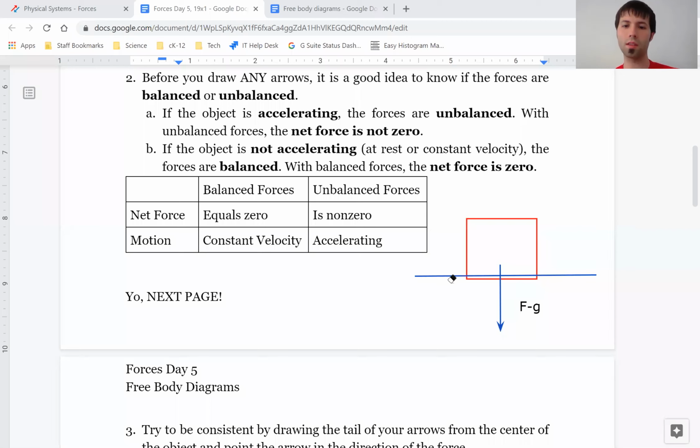And actually, I should make this an eraser. I should erase that line too. So if this box was only being acted upon by the force of gravity, it would be unbalanced. There's nothing to balance that downward force. And so it is accelerating.